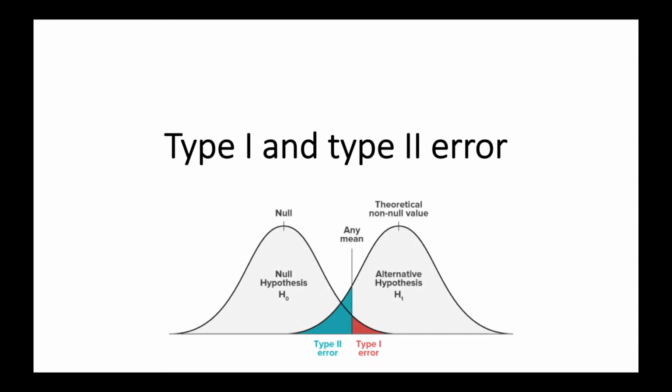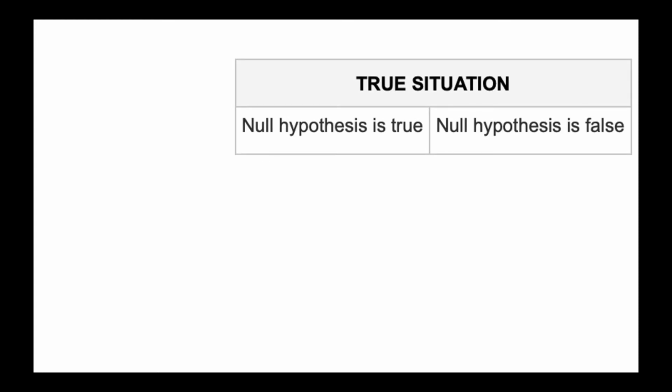So I'll do my best to simplify the concepts of type 1 and type 2 error. I know they're confusing and I had to read this and try to understand them multiple times. So yeah, I hope you find this helpful. So yeah, let's start.